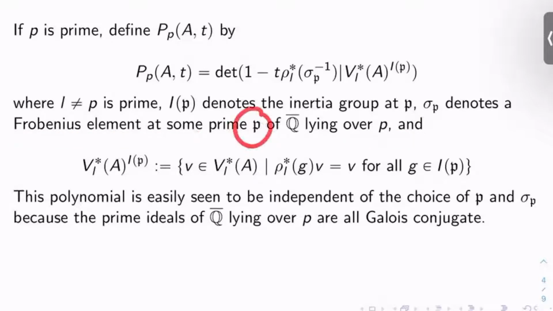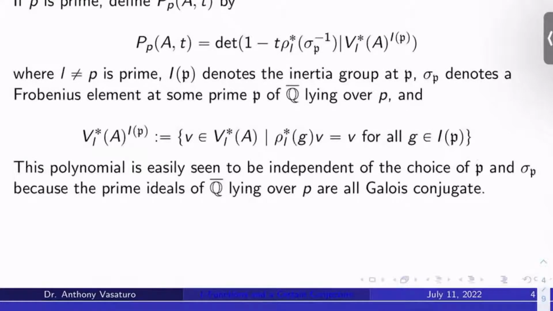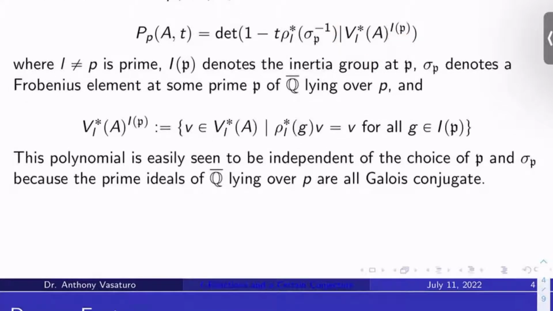And what is the superscript I of frak p? That's all I have to explain. Well, it's basically the stuff in V star sub l of A that's fixed by the action of inertia. So it's all the v in V star sub l of A such that rho star sub l of g acting on v just equals v for all g in inertia at frak p. So when you see an object in this context with a superscript attached to it, that usually just means you're looking at all of the things in the base that are fixed by the stuff in the superscript.